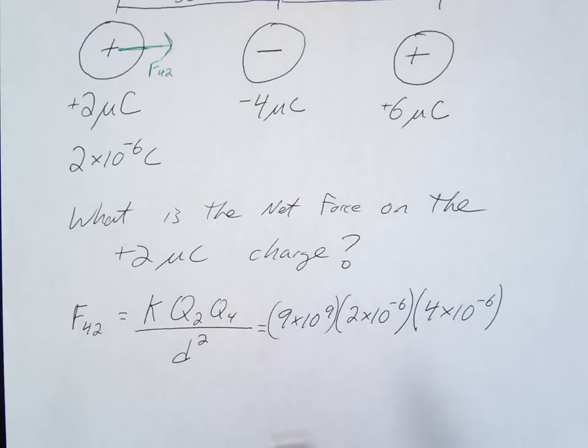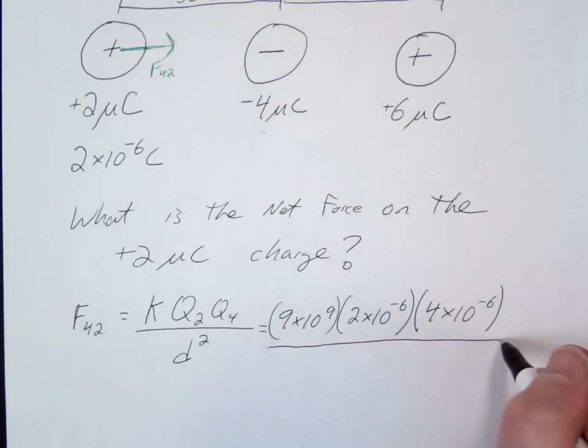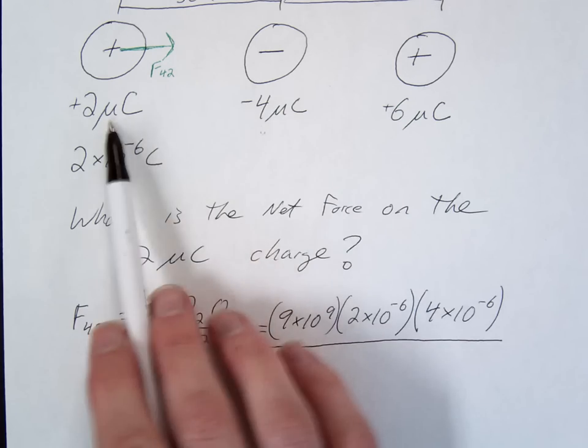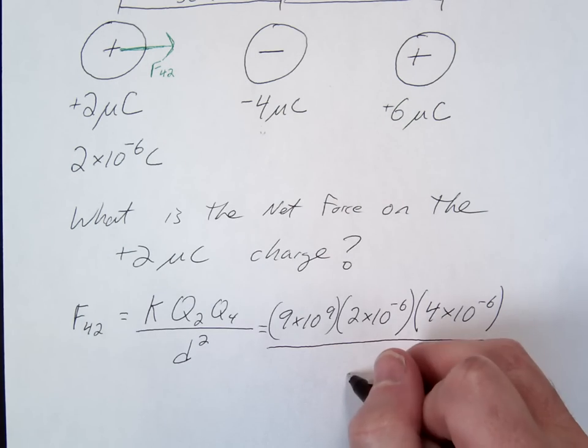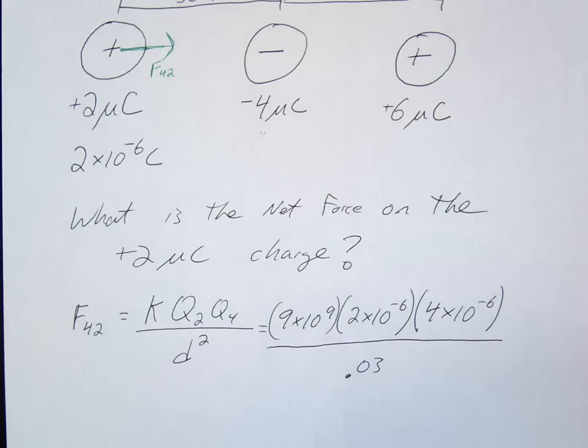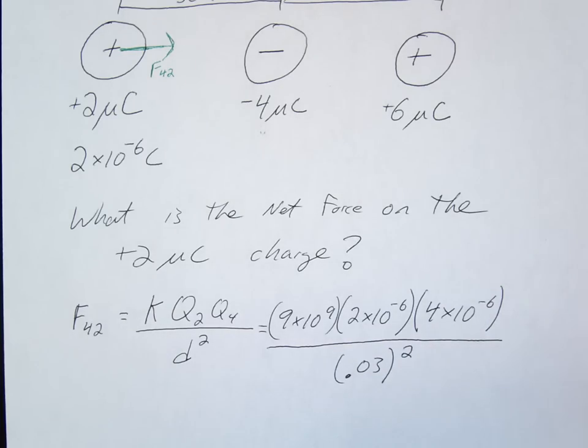Now, what was mentioned earlier is this. Do not plug in the negatives here. Don't plug in a negative here. Just always plug in positives, okay? Whether they tell you it's negative or positive, plug in positives. And I'll show you why in a second when we finish this. Okay, what's the distance between them? 3 centimeters. Don't forget to convert that, so it's going to be 0.03. 2 biggest mistakes, forgetting to convert, number 1. Forgetting to square, number 2. So don't forget to square that distance.